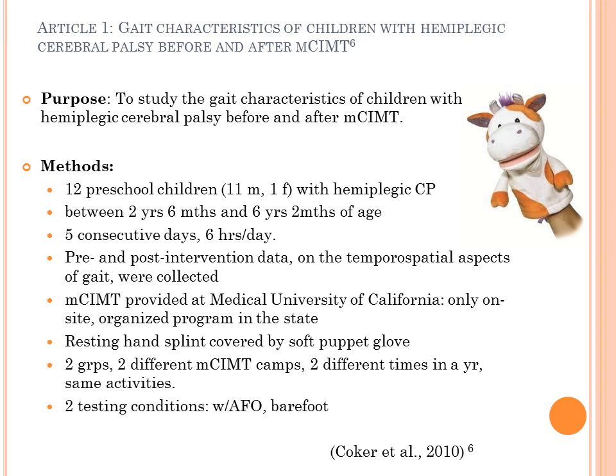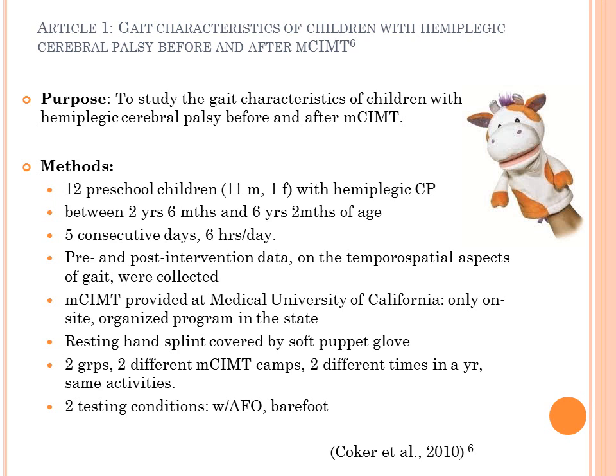So the first article is about gait characteristics of children with hemiplegic cerebral palsy before and after modified CIMT. There were 12 preschool children, 11 males, 1 female, with hemiplegic CP between 2 years 6 months and 6 years 2 months of age. They were given CIMT for 5 consecutive days, 6 hours per day. Pre and post intervention data was collected based on the temporospatial aspects of gait.